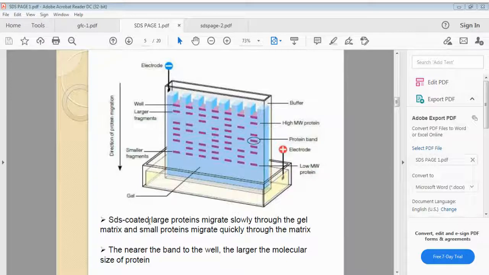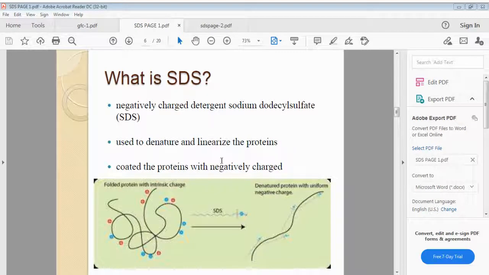So as I told you, proteins will be coated with SDS. They will be given a negative charge because of the binding of the SDS to the protein molecule. Large proteins migrate slowly through the gel matrix, and small proteins migrate quickly through the matrix. Smaller ones can easily enter the pores, and they will occupy the lower edge of the gel. Near the well, the larger size molecules occupy here, and the intermediate molecules will occupy the other regions.